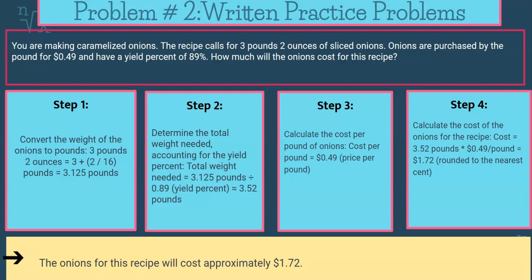So step 3, you're going to calculate the cost of a pound of onions. So the cost per pound of onions is 49 cents, which we just took from our word problem above. You're just carrying it down. And then step 4, you are going to calculate the cost of onions for the recipe. So from step 2, the 3.52 pounds is how much you're going to need, accounting for yield percent with the trim and the loss and whatnot, multiplied by 49 cents per pound, and you are going to end up at $1.72, which is rounded up. So the onions for this recipe will end up costing approximately $1.72.